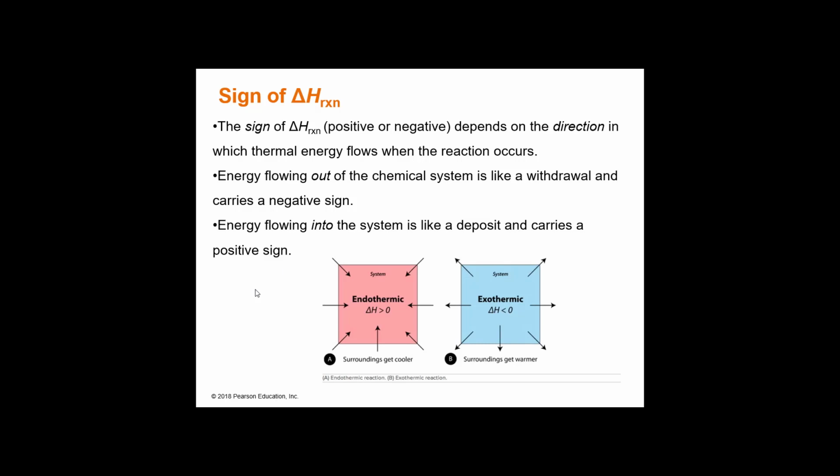If energy flows out of a system, it's like a withdrawal, like pulling money out of a bank. It's negative. You're pulling money away from the bank, the ATM. Energy flowing into a system is like a deposit and carries a positive sign. Depositing money at the ATM means it's going to be positive.